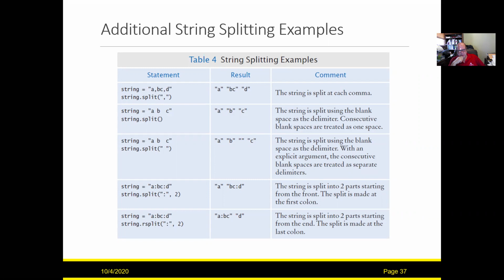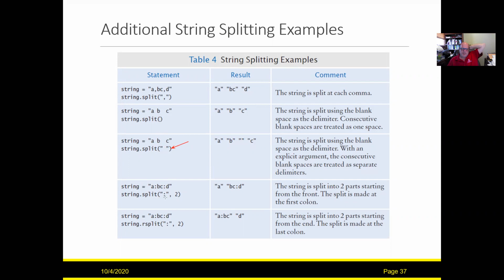If I don't mention anything, it's going to be based on white spaces. So 2 spaces, 1 space, 3 spaces, doesn't matter. It's going to separate it. But if I specifically mention the space, this is going to give us an extra one in the middle. Because if I have 2 spaces over here, it's going to give us one extra one.